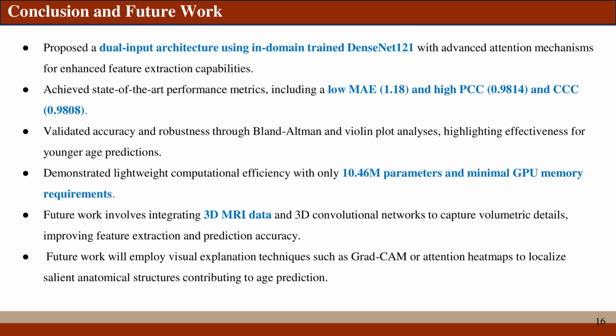As a conclusion, we propose a dual-input architecture using in-domain trained DenseNet 121 with advanced attention mechanisms, and it achieved good results. It demonstrated lightweight computational efficiency with only 10.46 million parameters and minimal GPU memory requirement. Our future work involves integrating 3D MRI data and a 3D convolutional network to capture volumetric details and improve feature extraction and prediction accuracy.